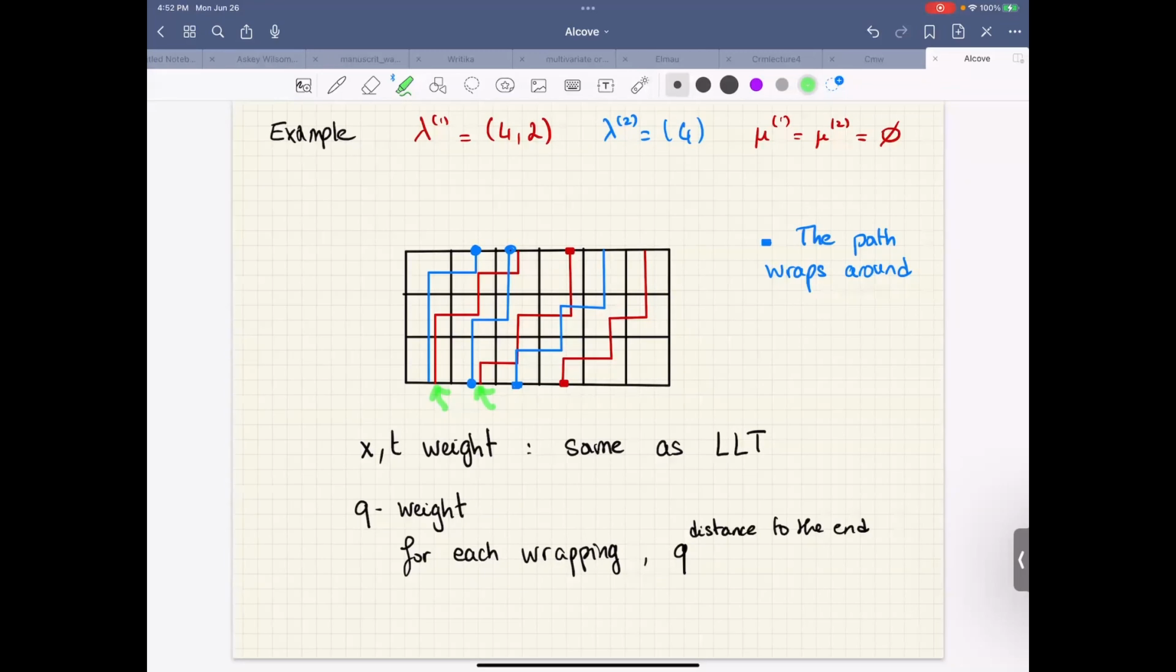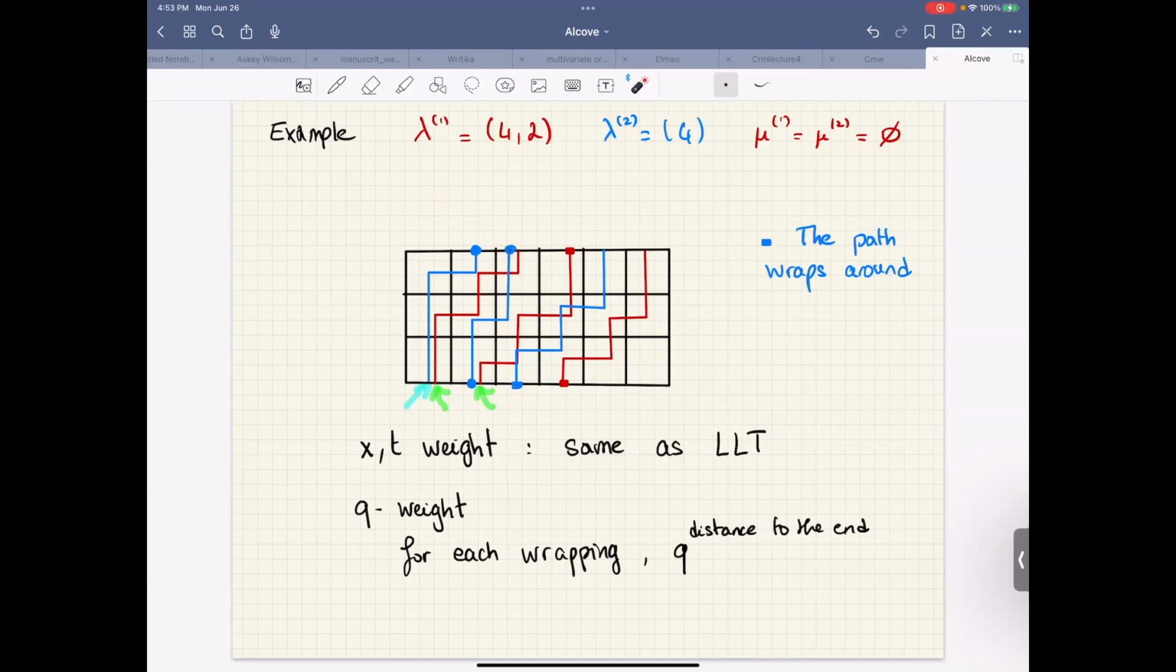And lambda 2 has only 1 part, so there's 1 path that starts in column 1. Now what I say is I'm allowing my path to wrap around. For example, my blue path here starts here and arrives at the top, but it hasn't reached the part equal to 4 here, so it's allowed to wrap around. It goes around and re-enters here, and then it can go up and wrap again.